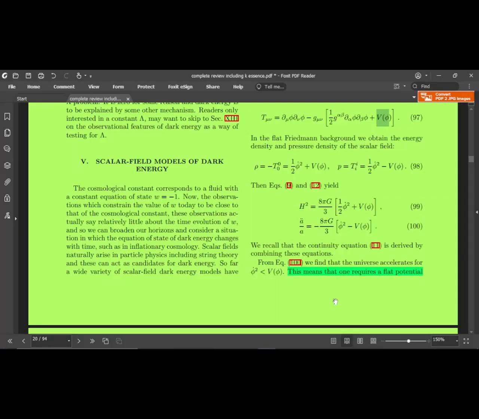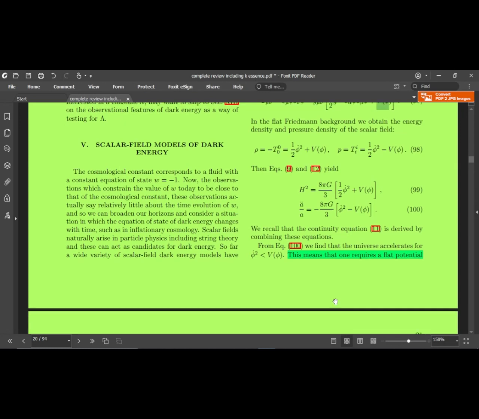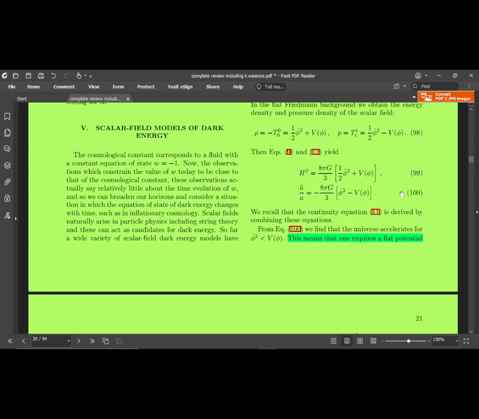We have already seen that. So what we can see from equations 99 and 100 is that H squared is equal to 8πG over 3 times rho. This is the energy density of the field, and 8πG is kappa squared, which is related to the Planck length. Sometimes people call it the Planck length.